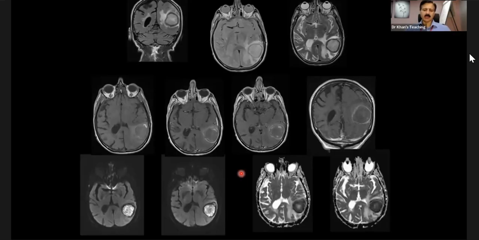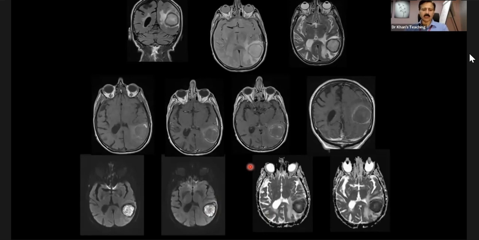So many times. Where is the restriction? If you look carefully, it is in the central portion, which correlates with this portion. And the wall does not show restriction. This is low signal on DWI, and so the portion which is because of pus. And that is how you differentiate between a tumor versus an abscess.